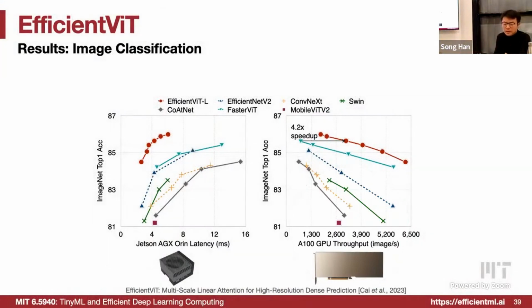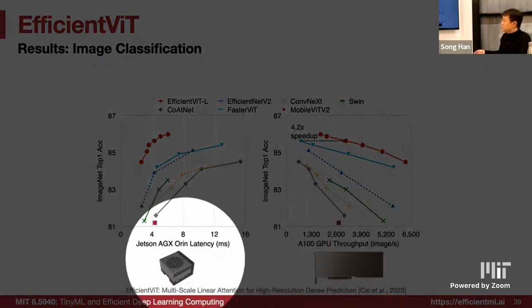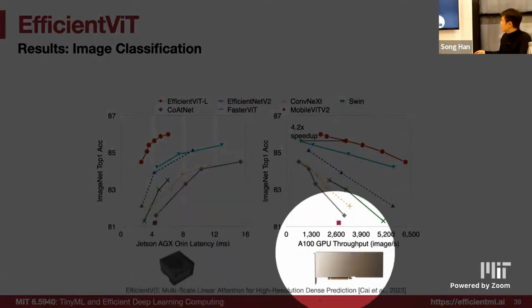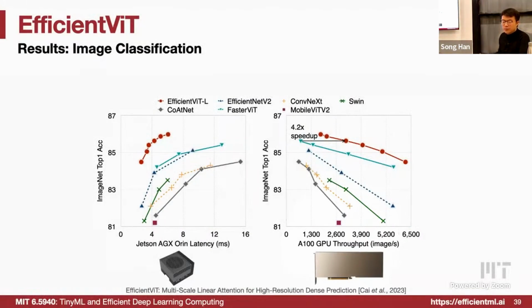So why do we measure latency on Orin and throughput on A100? Because this is an edge device, usually serving a single user, like a single driver, while this is a cloud device, it simultaneously serves multiple users. Therefore, we care about throughput on the cloud, and we care about latency on the edge.